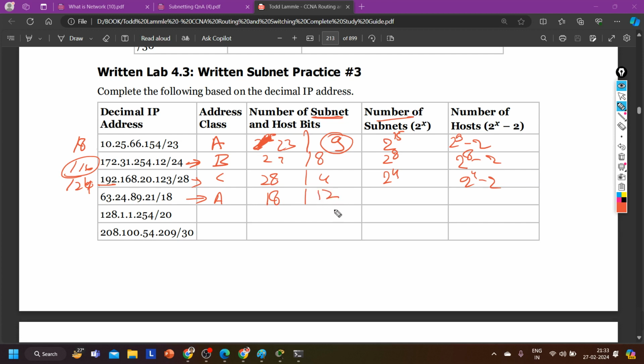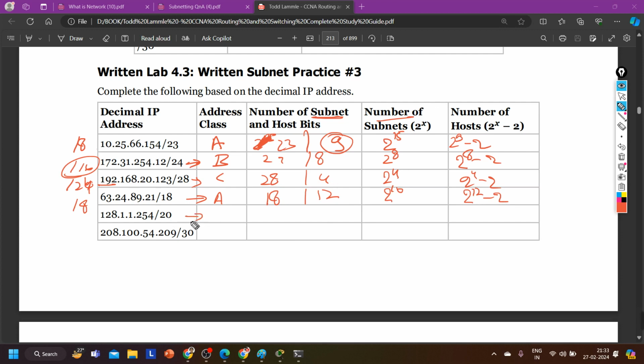12. Number of subnets: 2 to the power 16. Class A IP address has a default CIDR of 8, and you are using 18, so you have borrowed 10 bits. Subnets are 2 to the power 10. Host bits: you have already calculated, host bits are 12.